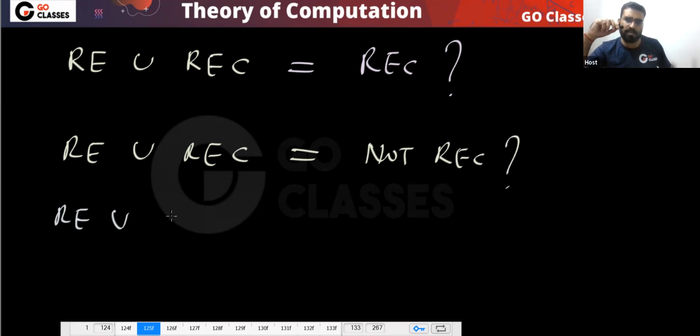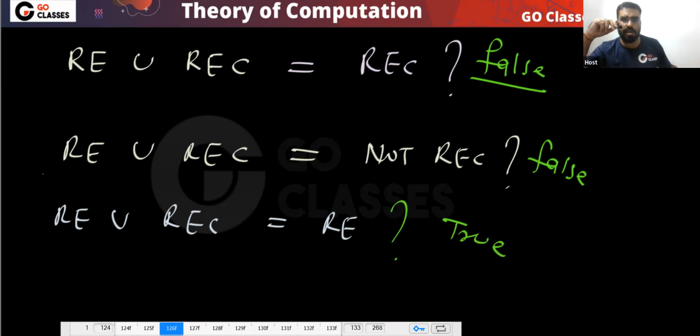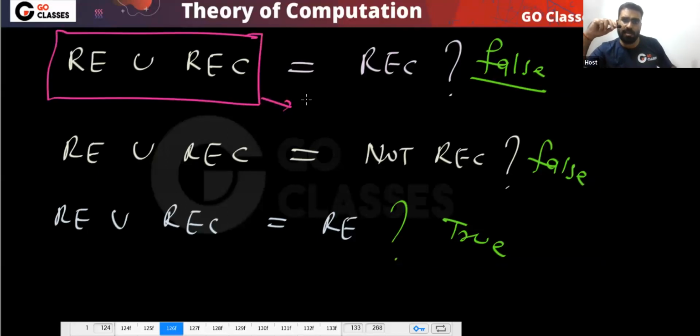Which statement is false? Some statements I am giving to you. Which statement is true? Which statement is false? So here, this statement is false. This statement is also false. This statement is true. Remember, this basically may or may not be REC.